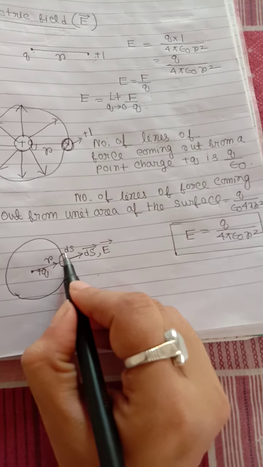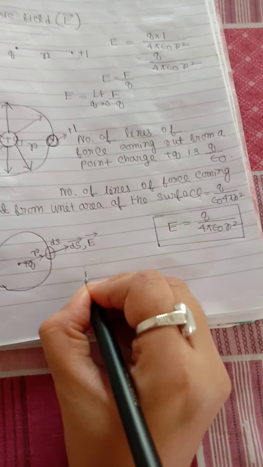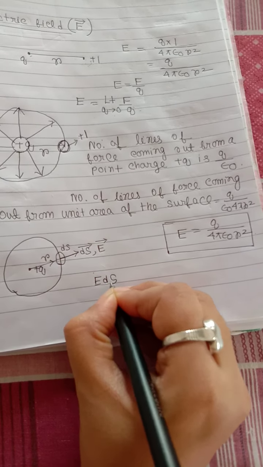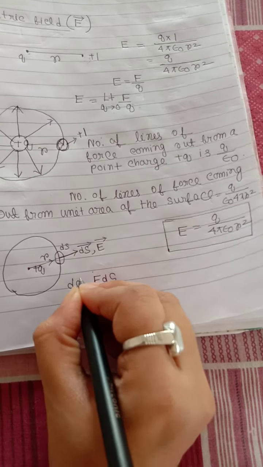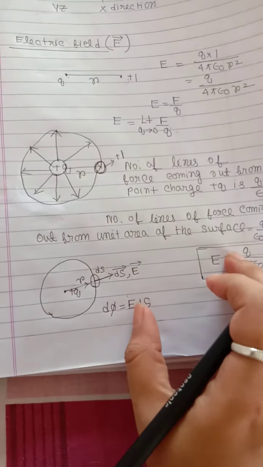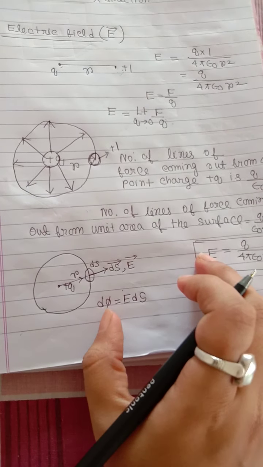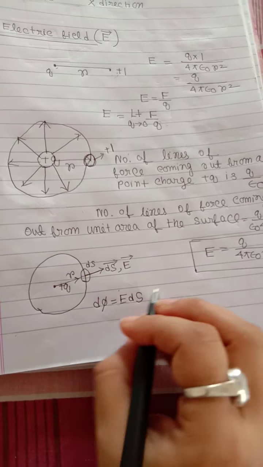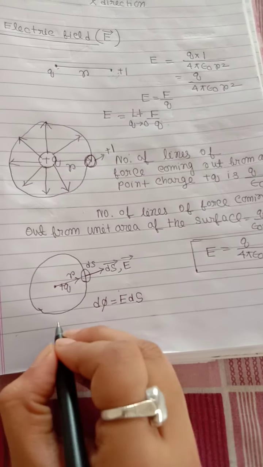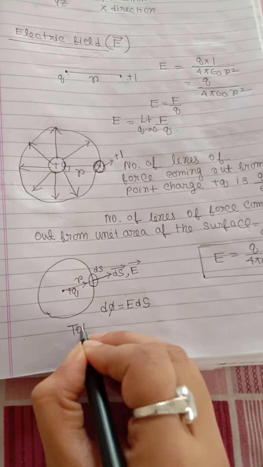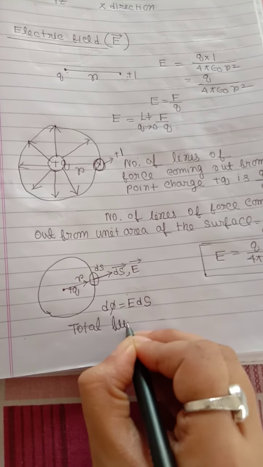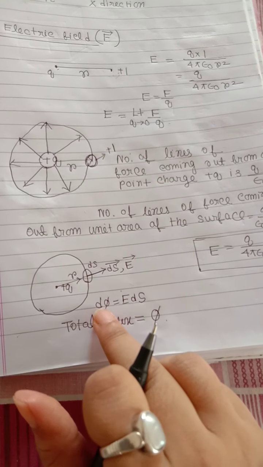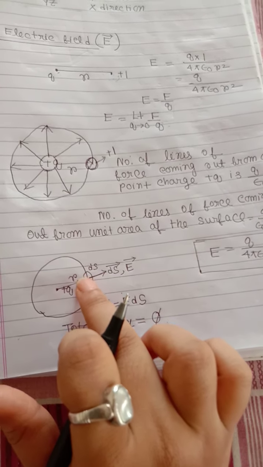Now how many lines of force cross the area ds? It will be E ds. This is called d phi. We can represent it by d phi, that is, d phi means the number of lines of force crossing the area ds. This is called flux through the surface ds, and total flux we always denote by the sign phi, and d phi denotes the flux through the surface ds.